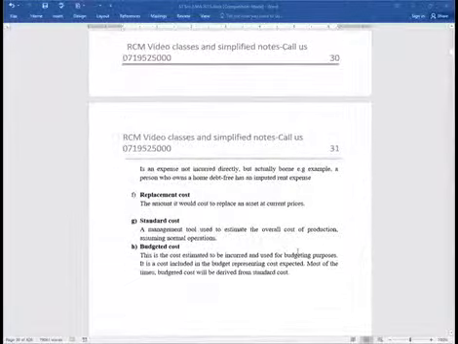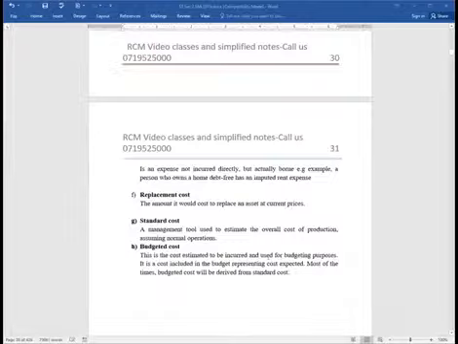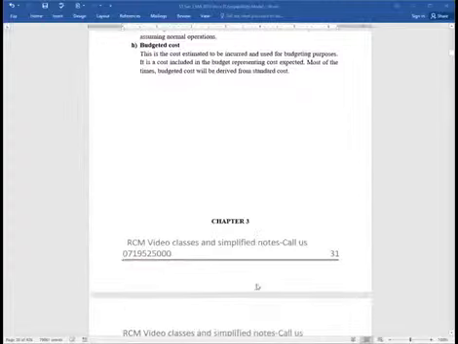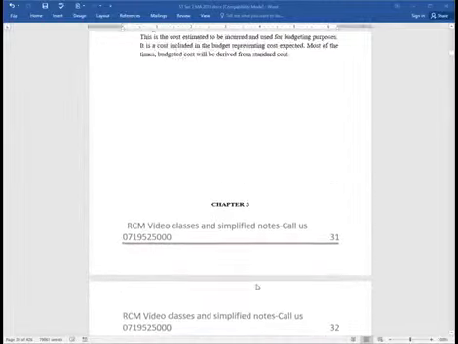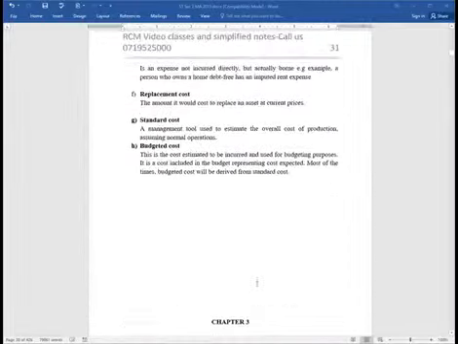From there, we have the budgeted cost. It's a cost estimated to be incurred and used for budgeting purposes. It's a cost included in the budget representing the cost we expect. Most of the time, budgeted cost will be derived from the standard cost. These standard costs normally help us to build the budgeted cost. Great. So, ladies and gentlemen, we have come to the end of this particular chapter.